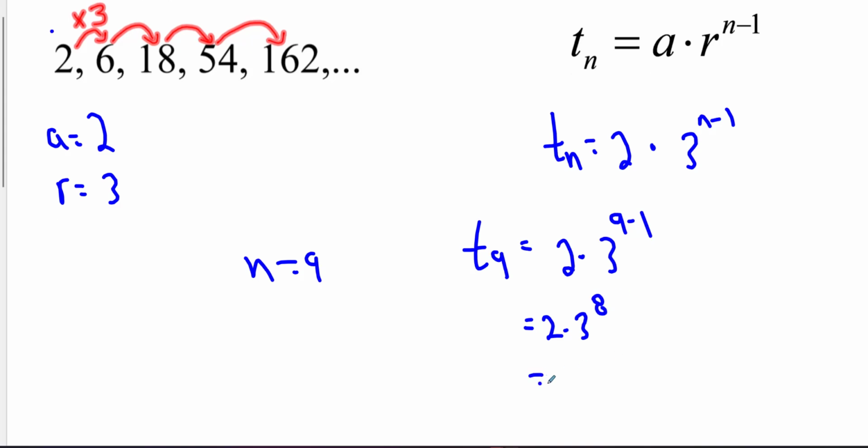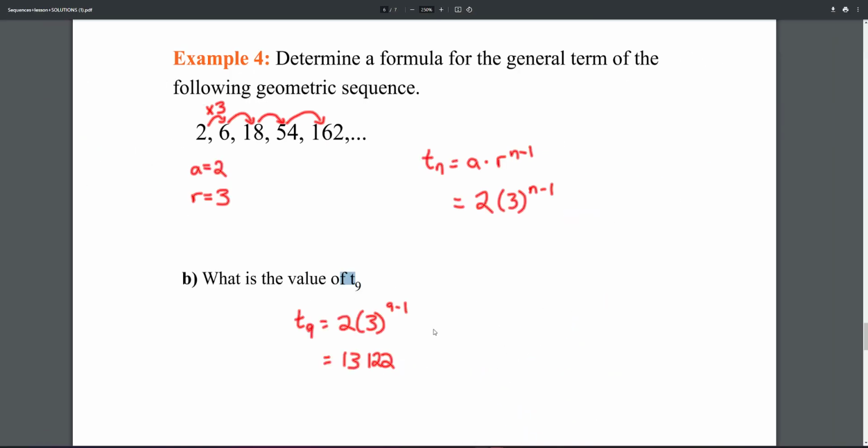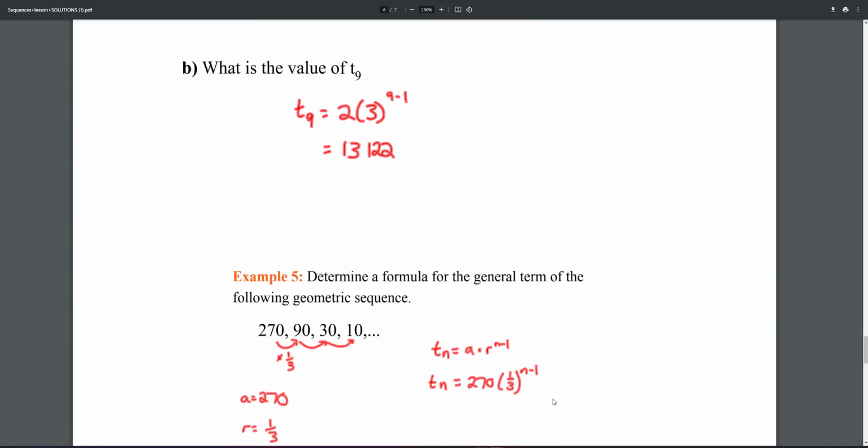And I cannot do this in my head because, actually, maybe I can. It's been a while. But it's going to take me like a year to do it. Like, I'd have to write it down now, so I can't really do it in my head. I lied. The number's not that big. Maybe I could have done it. Anyways, just use the calculator and write it out. T9 is equal to 13,122. That's it. Very basic stuff.